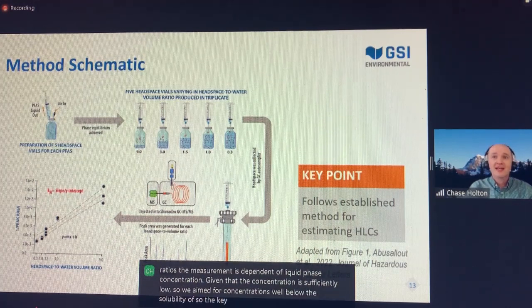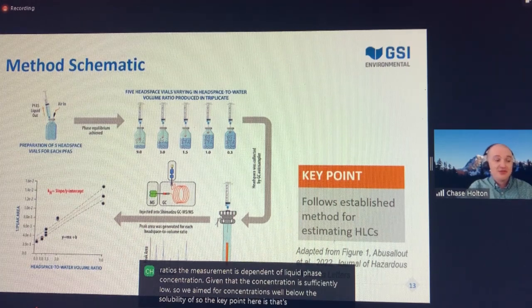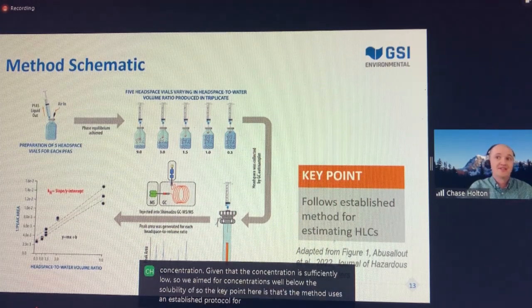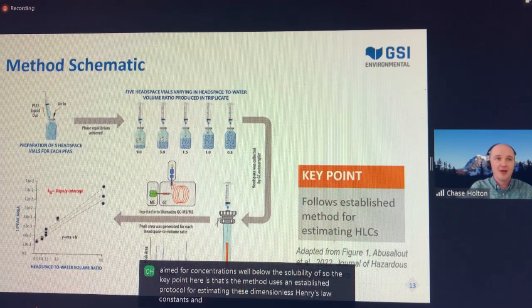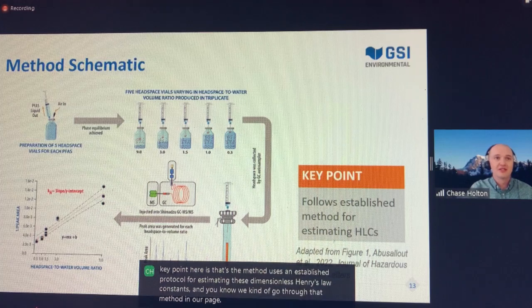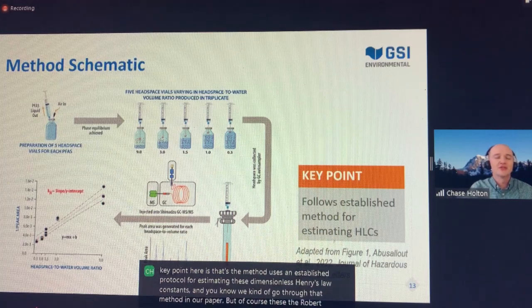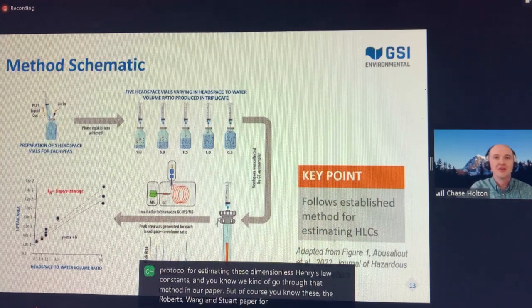The key point here is that the method uses an established protocol for estimating these dimensionless Henry's law constants, and we go through that method in our paper. But of course, the Roberts, Wang, and Stewart paper from '93 is the best source if you want to look into how these were developed.